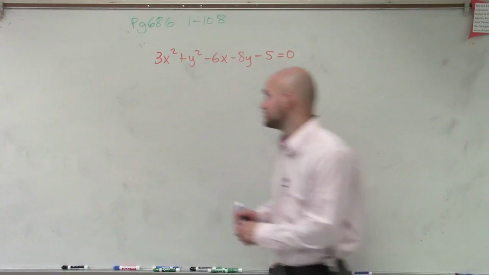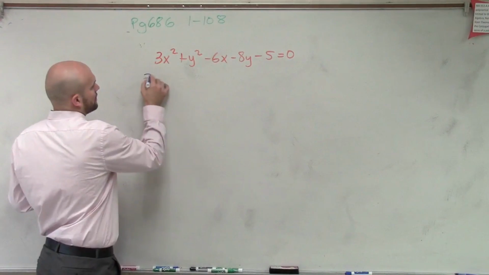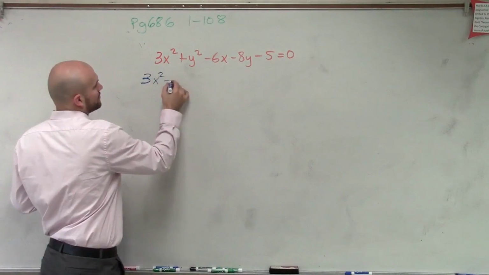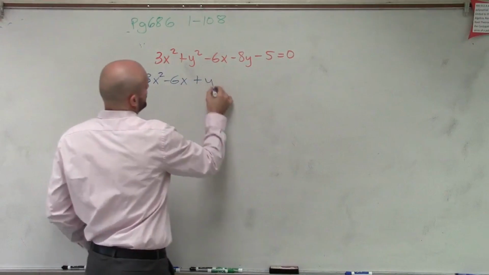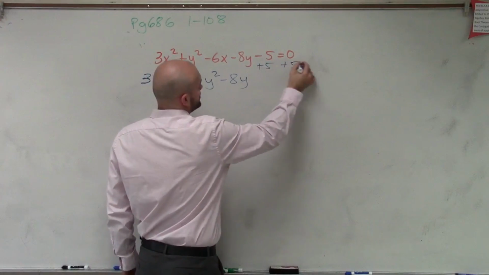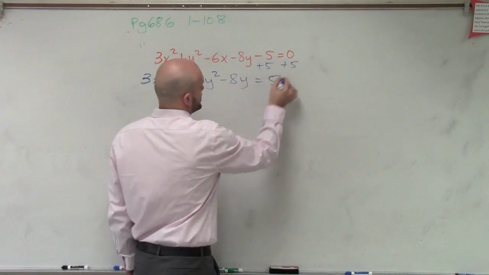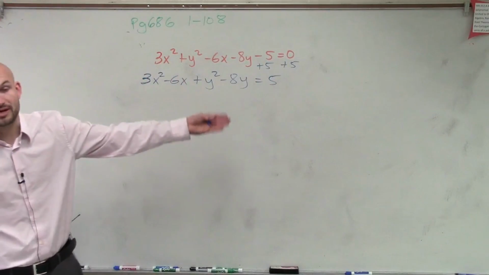So the first thing I'm going to do is rewrite this so my x's and my y's are next to each other. So I have 3x squared minus 6x plus y squared minus 8y. And I'm going to add the 5 to the other side. Because it always equals 1, it doesn't equal 0. So we know there at least has to be a number over there to get this to 1.